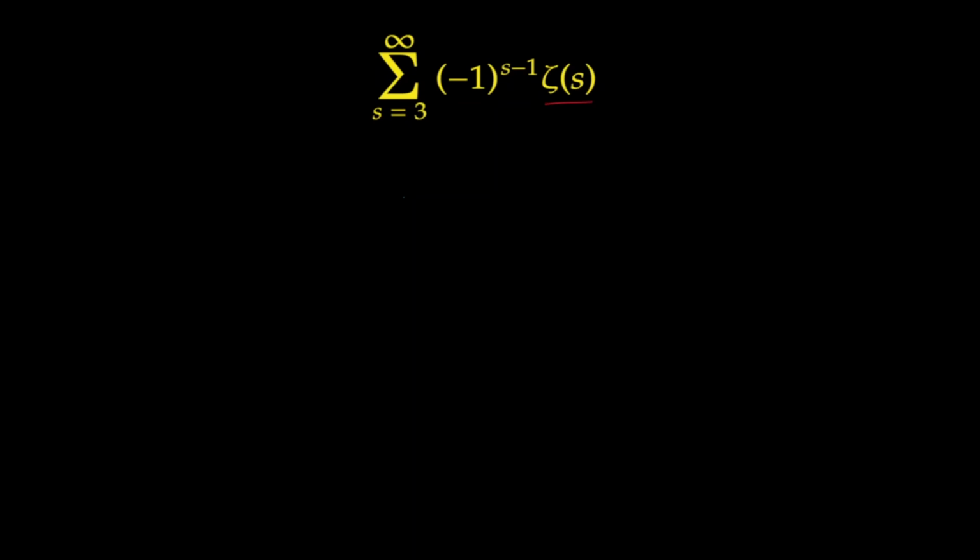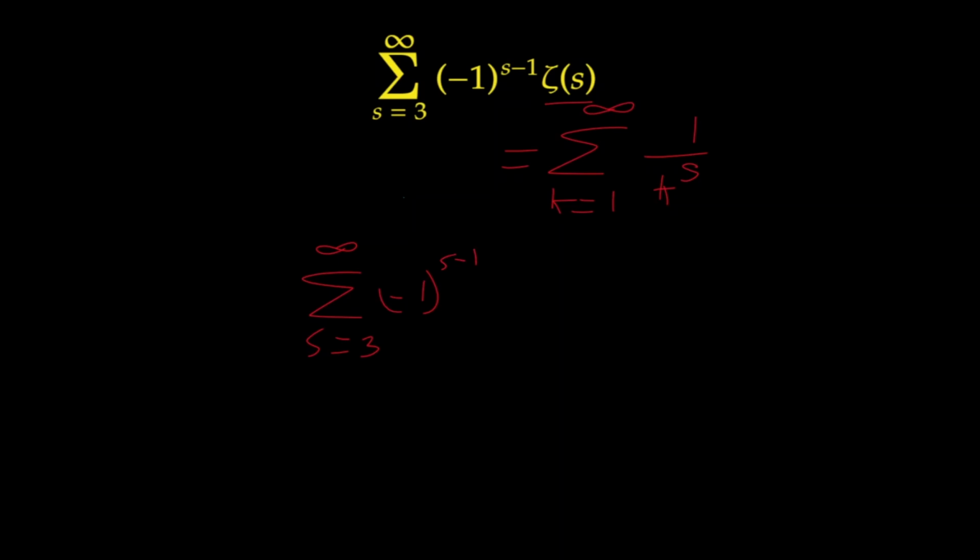So we know that zeta is just equal to the sum from k equals 1 to infinity of 1 over k, and in this case, to some s. And substituting this in, we have the following. So we still have our sum from s equals 3 to infinity of negative 1 to the s minus 1. But then now we have times our sum from k equals 1 to infinity of 1 over k to some s.